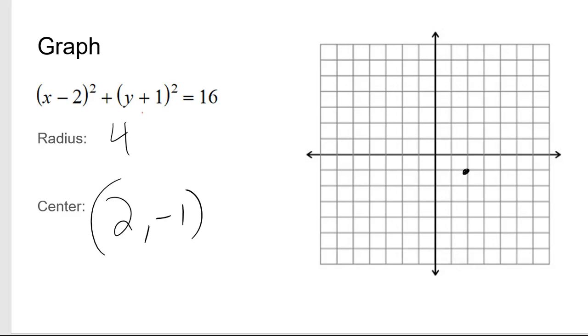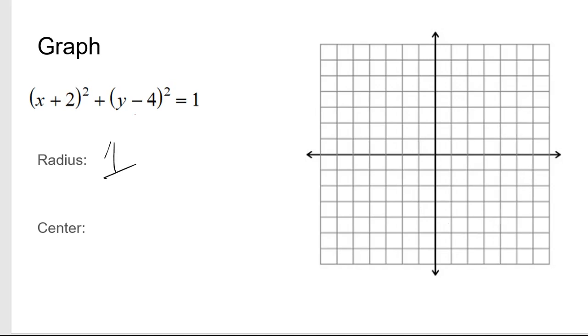So the way I'm going to graph this is I'm going to count 4 up, down, left, and right. So 1, 2, 3, 4. 1, 2, 3, 4. 1, 2, 3, 4. And 1, 2, 3, 4. That's what I'm looking for. You can do your best on drawing it. I can't really draw the greatest. But there it is right there. But my thing is, as long as I can get the center and I can count 4 up, down, left, and right, that means it's a good graph.